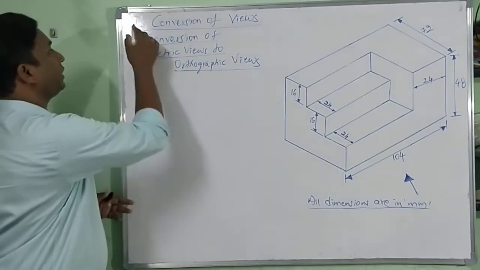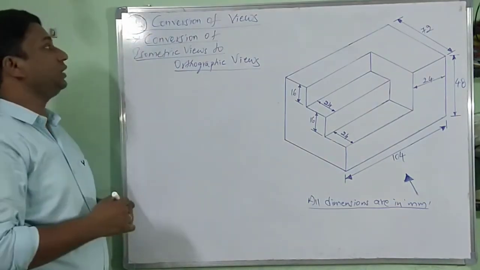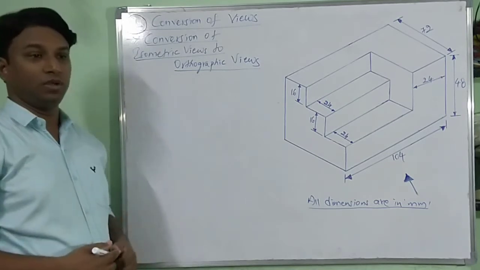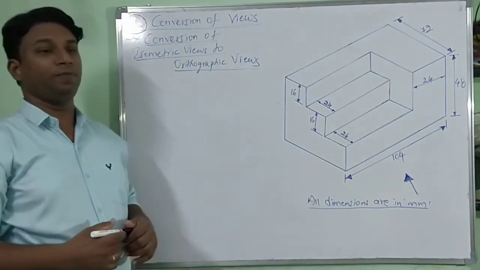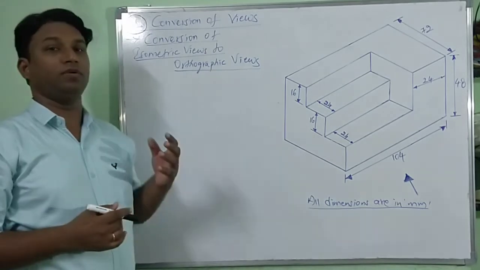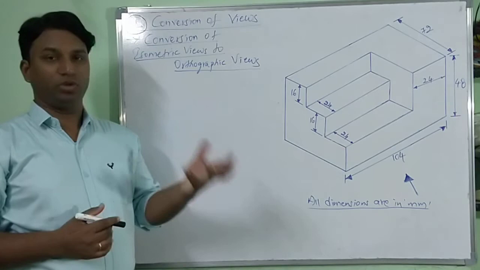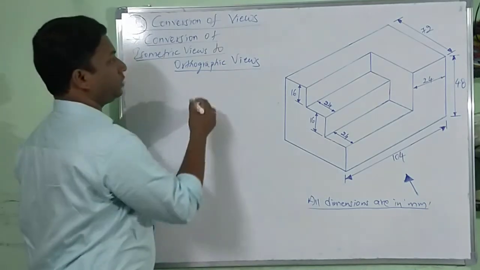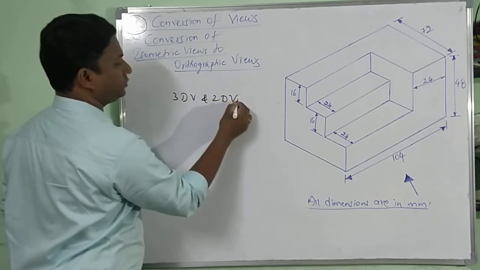We are proceeding to our next unit, number 5. Its unit name is conversion of views. Conversion of views in the sense of what kind of views we have generally. An object can be viewed with two kinds of views, that is a three-dimensional view and a two-dimensional view. What are those two types of views? Three-dimensional view and two-dimensional view.